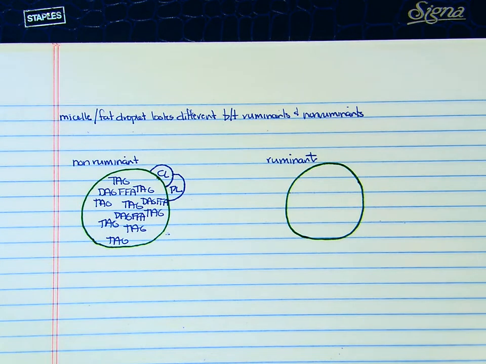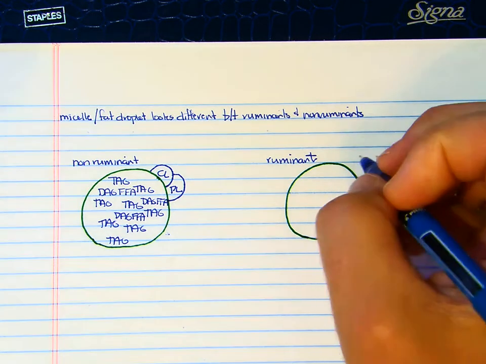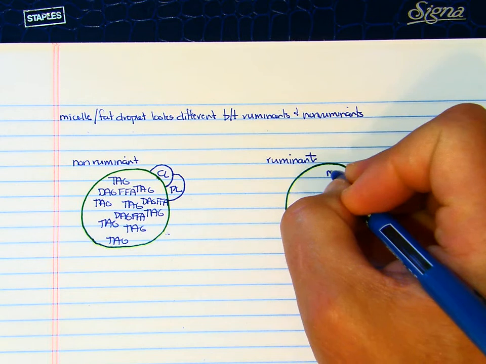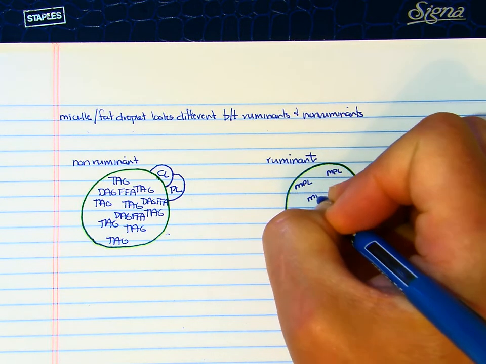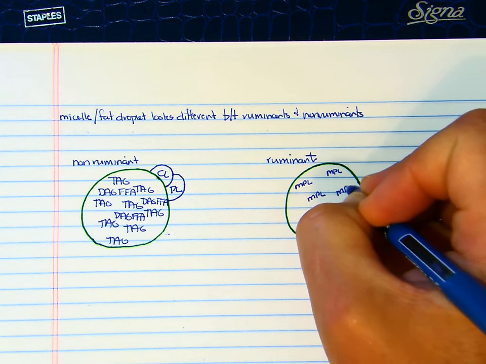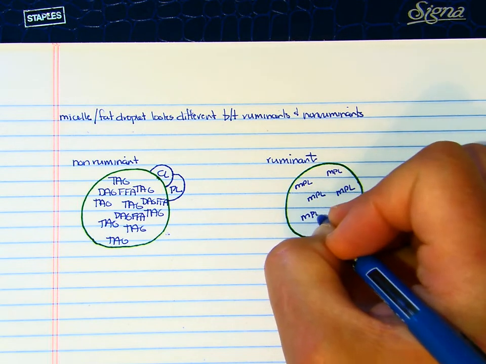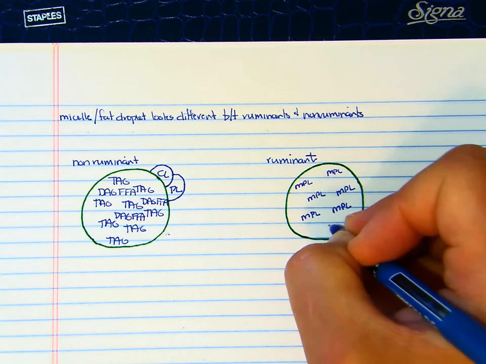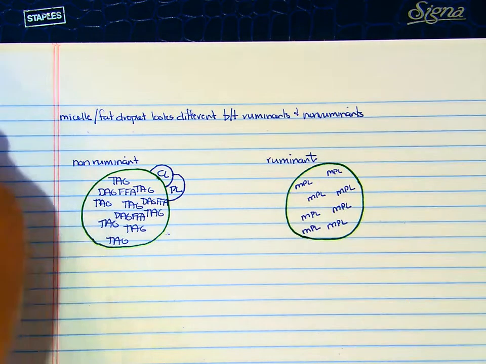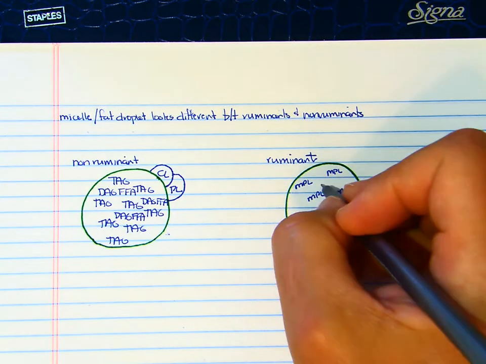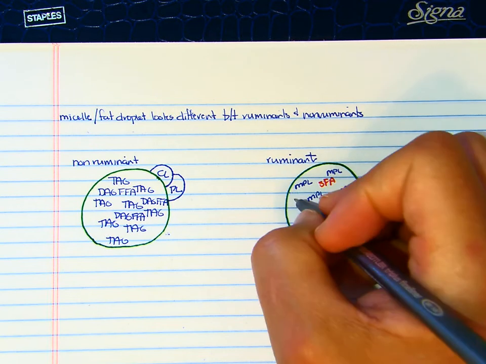Okay, so this is our ruminant micelle, and so we again have it surrounded by bile, but what we're going to have primarily in it is microbial phospholipid, because that's the primary source of fatty acids at this point. And the other thing we're going to have is, if we did feed them any fatty acids, they will be present as saturated fatty acids.